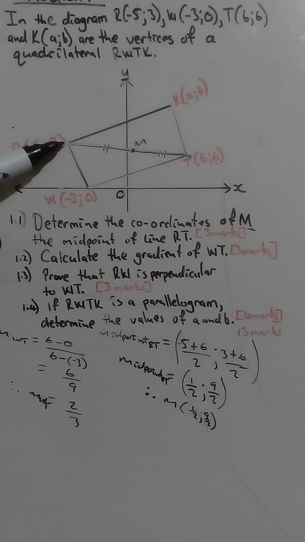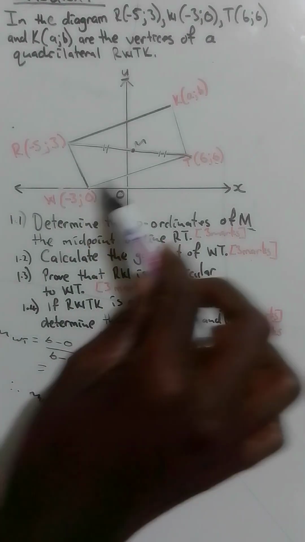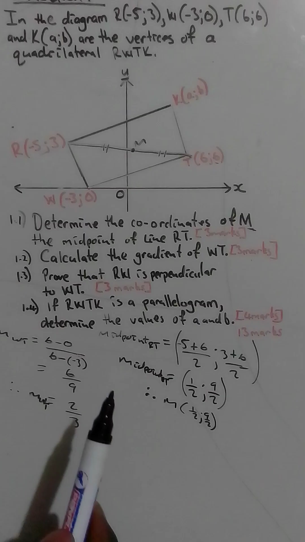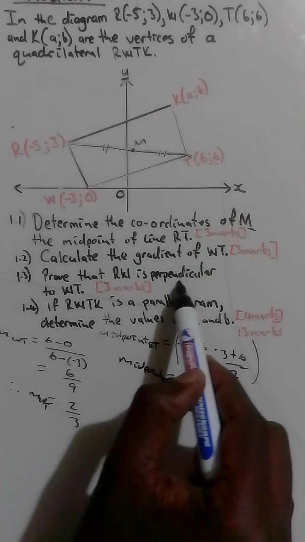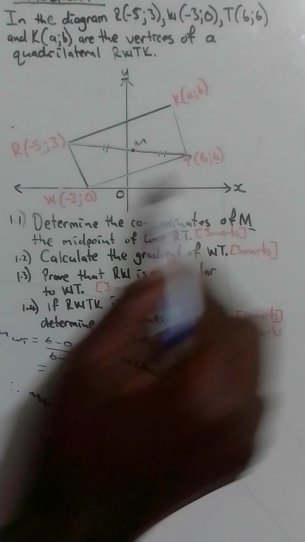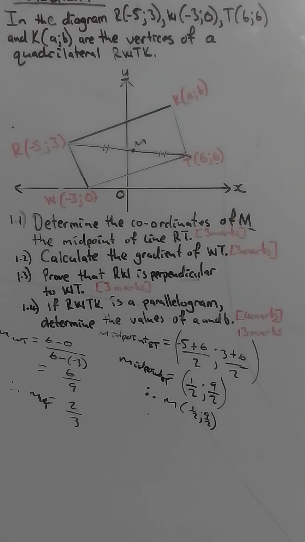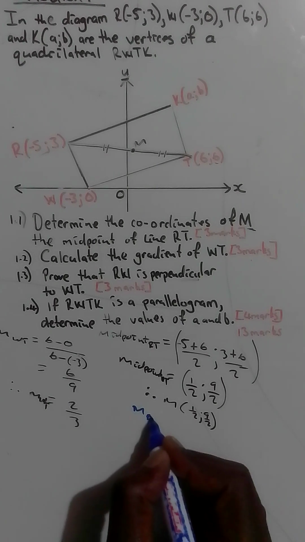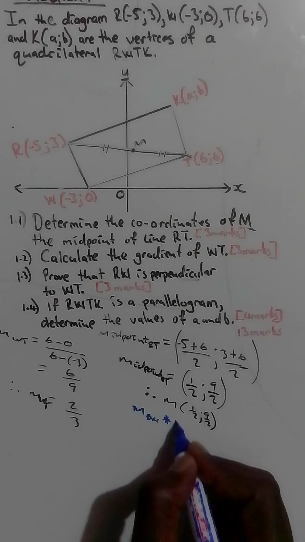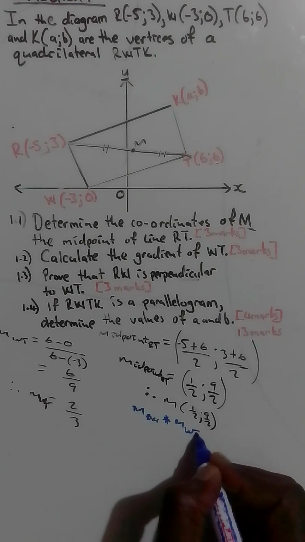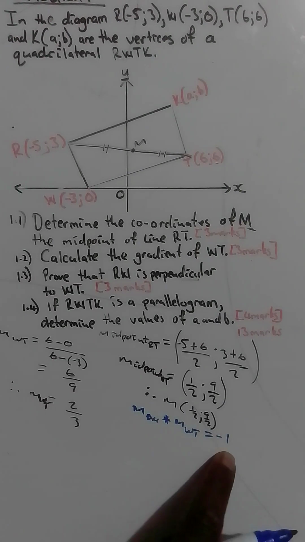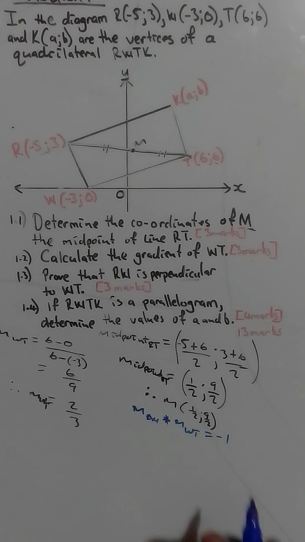Now on the next question, they say prove that RW is perpendicular to WT. So I must prove that RW is perpendicular to WT. And what do I know? If these two, RW and WT, are perpendicular lines, then the gradient of RW, when I multiply it by the gradient of WT, must give me a product of -1. So what is the gradient of line RW? I haven't calculated that.